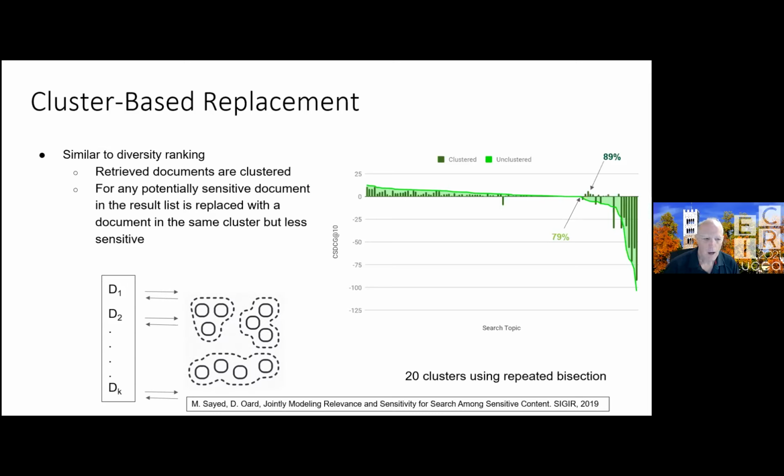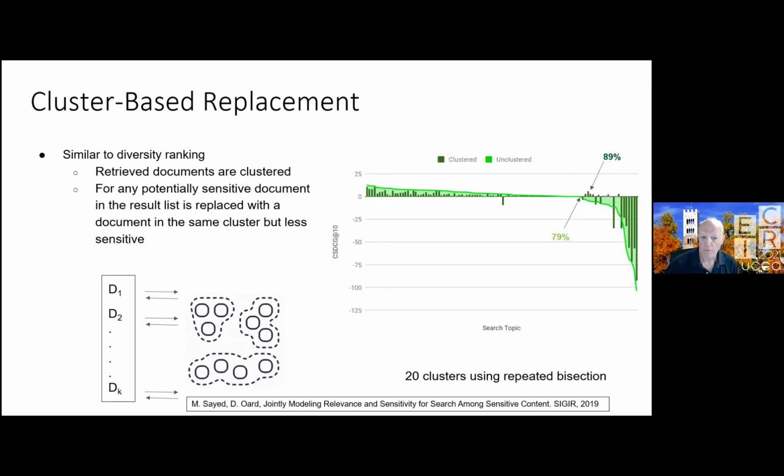whisker plot, this histogram is telling you how well we do after clustering when we substitute the least sensitive document in the cluster for that document. And you can see here that we almost never make our situation better by relevance. But when we start to get out here where we were having trouble, we actually do recover from the trouble and show relevant documents that are not sensitive in some cases.